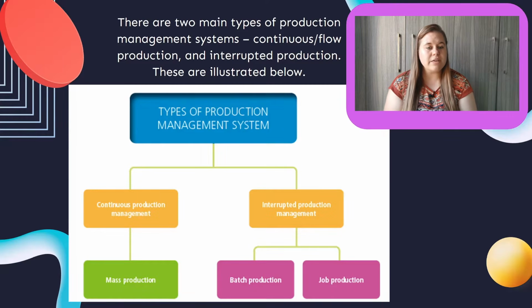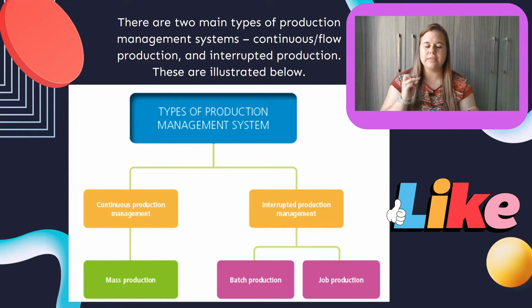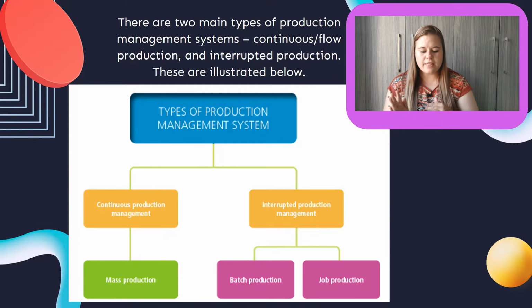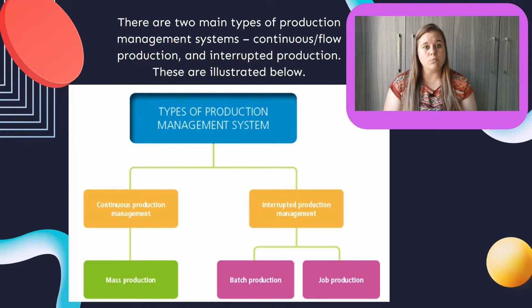So there are 2 main types of production management systems. There's a continuous or flow production, and then there's an interrupted production system. So the continuous, that's if we're looking at our bottling, so it's continuously flowing, it's constantly moving. During the day, we are constantly making products. The interrupted, we're looking at batch or job production. We are going to look at these 3 at the bottom in more detail.